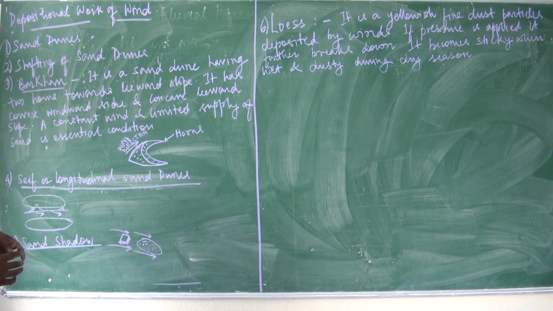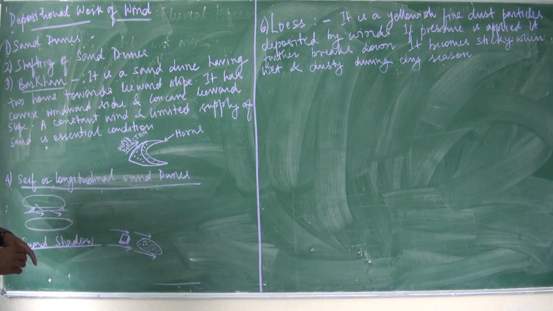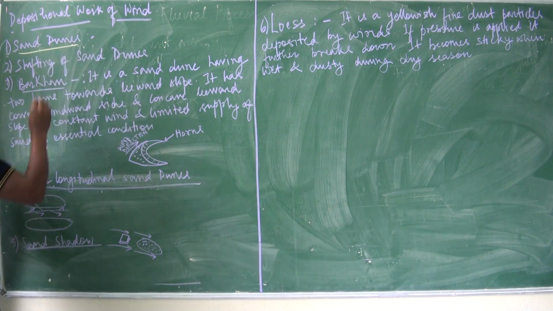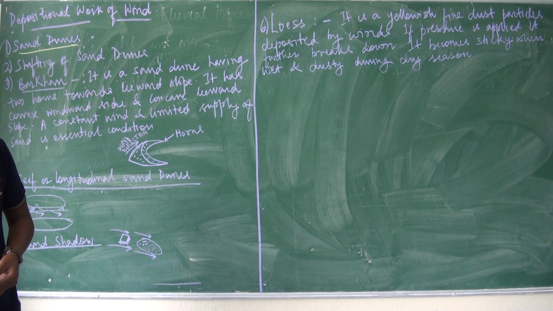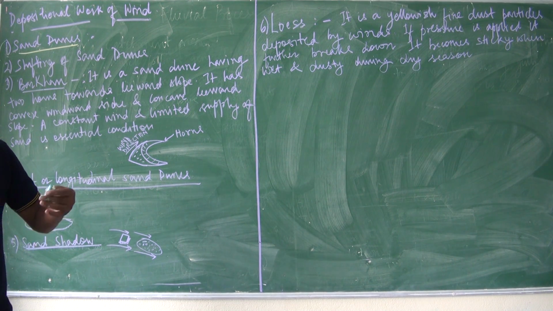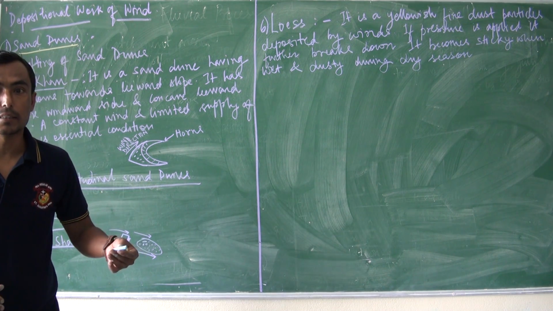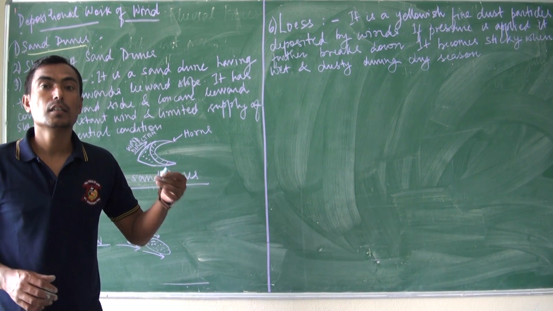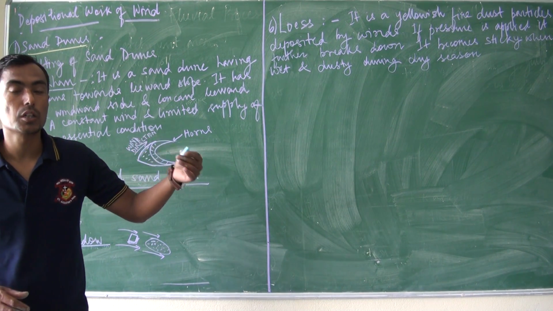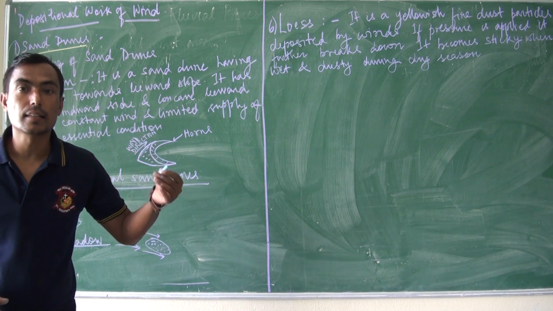Okay, now boys, the next is the depositional work of wind. Now, in the depositional work of wind, the first point is the sand dunes. Sand dunes come into existence whenever an obstruction is found along the path of the blowing wind, which is carrying sufficient sediments. As the wind comes across an obstruction, it collides against the obstruction, and finally those fine carried particles settle down.